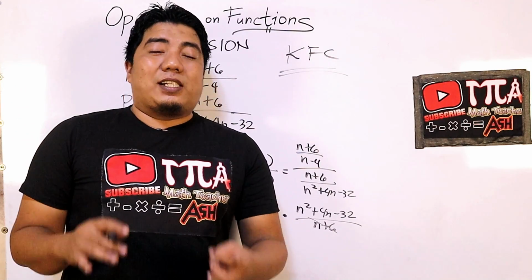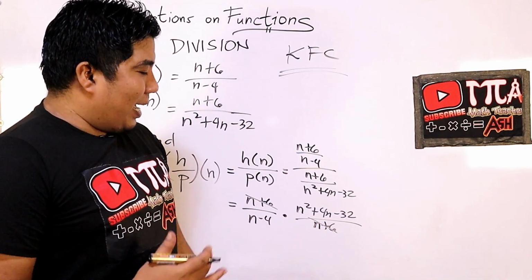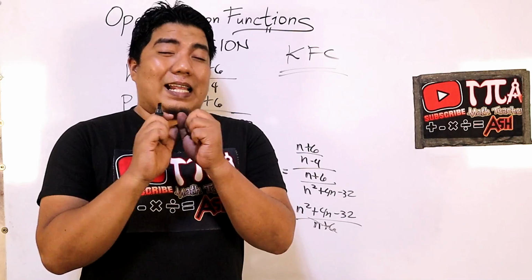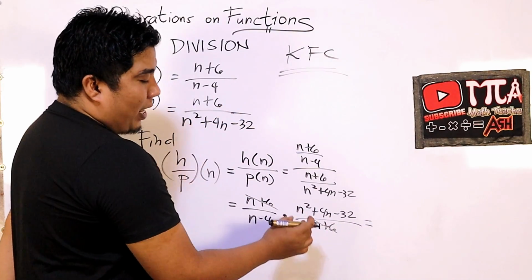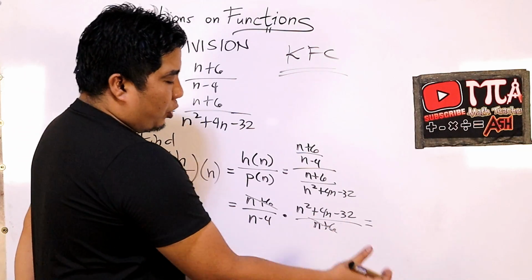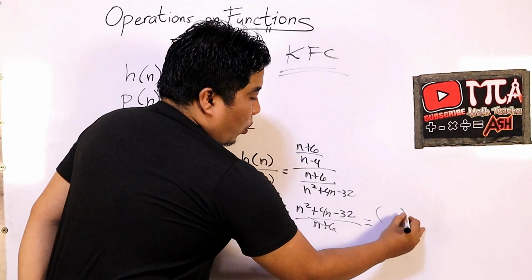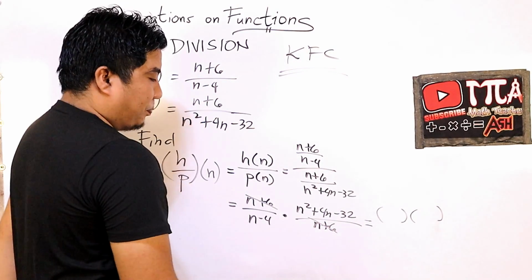I think, my dear math learners, not yet, because this n squared plus 4n minus 32 can still be broken down. So how do we do this? Okay, so let's break our n squared plus 4n minus 32. So how do we do that? We will do the factoring, okay?